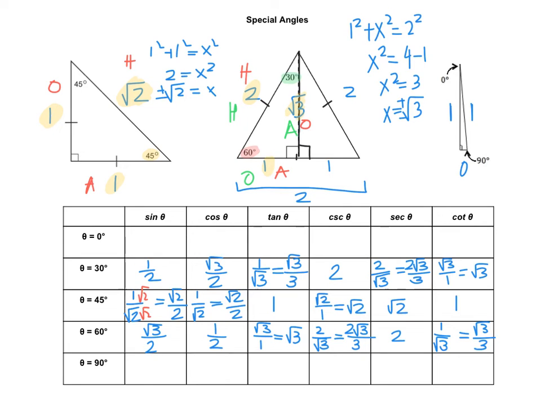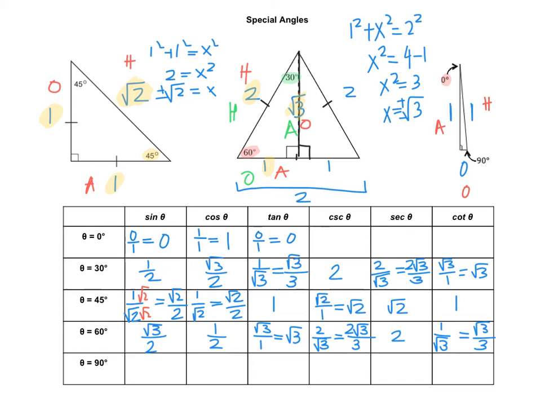Now, let's go ahead and do these ratios. And I'm going to start by using the 0. So then I have 0 as opposite, 1 as adjacent, and 1 as the hypotenuse. So sine of 0 is going to be opposite over hypotenuse, so 0 over 1, and 0 divided by 1 is 0. Cos is going to be adjacent over hypotenuse, which is 1 over 1, or 1. Tan is going to be opposite over adjacent, which is 0 over 1, which is 0.